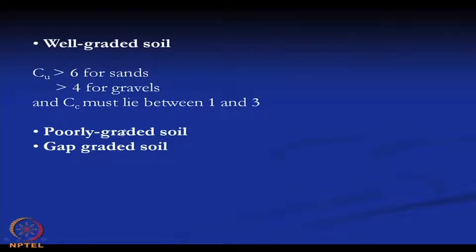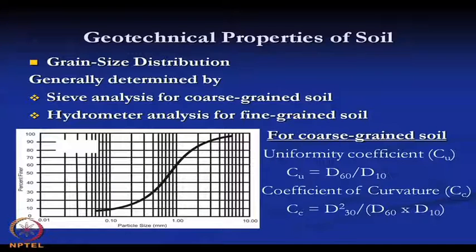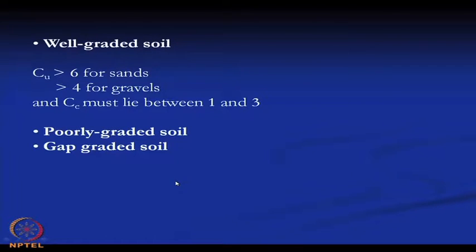Whereas, for the poorly graded soil, one particular range of particle size is excessively present in the soil. So, the curve will not be a flat one, it will be a straight one if it is a poorly graded soil, because one particular particle size is excessively present in the soil. That type of soil is called poorly graded soil.